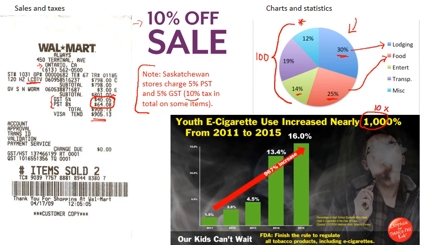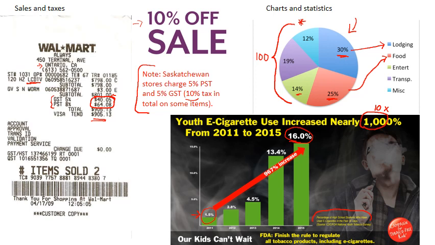And you can see that in 2011, down here at the bottom, 1.5% of kids were using e-cigarettes in the past 30 days. That's what the little fine print here says. So in 2011, 1.5%. By 2015, it had gone up to 16%. So a difference from 1.5% of kids using an e-cigarette to 16% of kids using an e-cigarette.